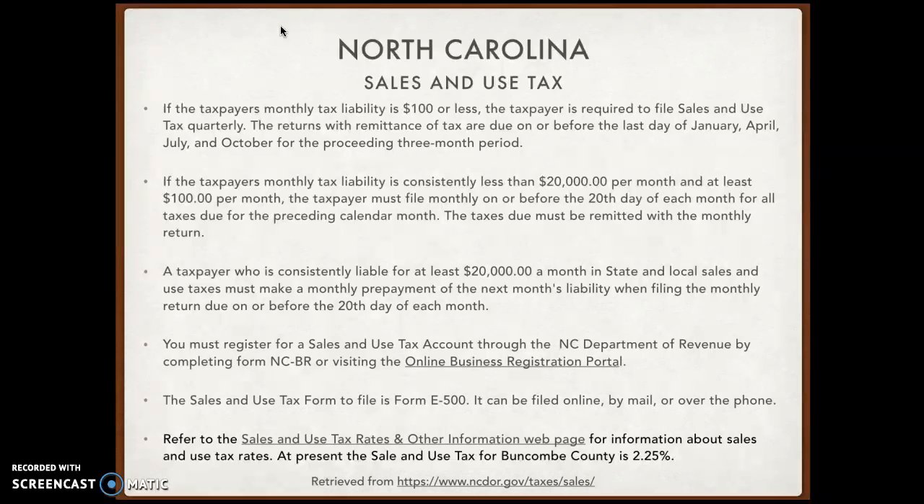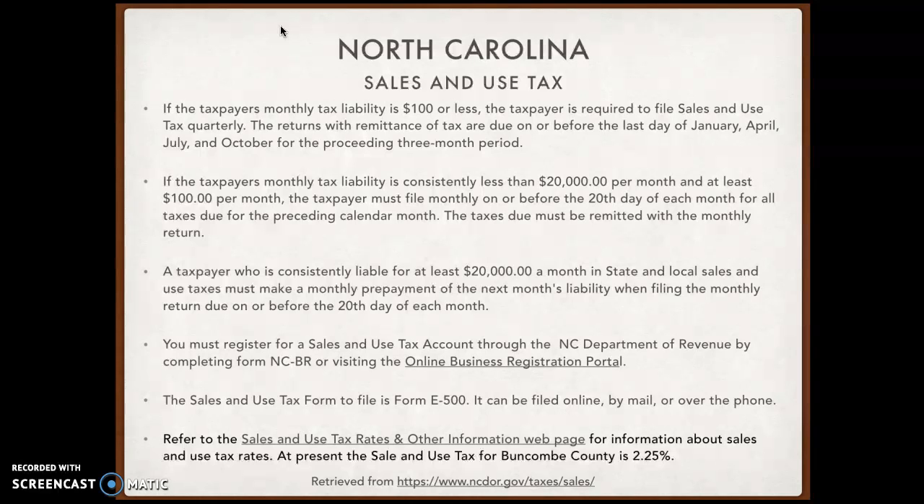North Carolina sales and use tax. If the taxpayer's monthly tax liability is $100 or less, the taxpayer is required to file the sales and use tax quarterly. The returns with remittance of tax are due on or before the last day of January, April, July, and October for the preceding 3-month period. If the taxpayer's monthly tax liability is consistently less than $20,000 per month and at least $100 per month, then the taxpayer must file monthly on or before the 20th day of each month for all of the taxes due for the preceding calendar month. The taxes due must be remitted with the monthly return.